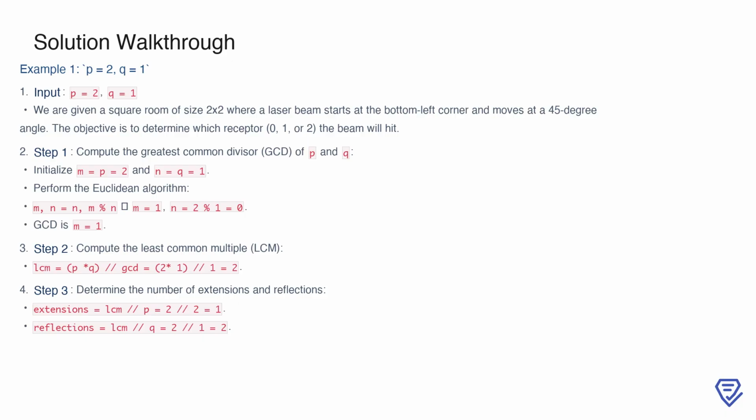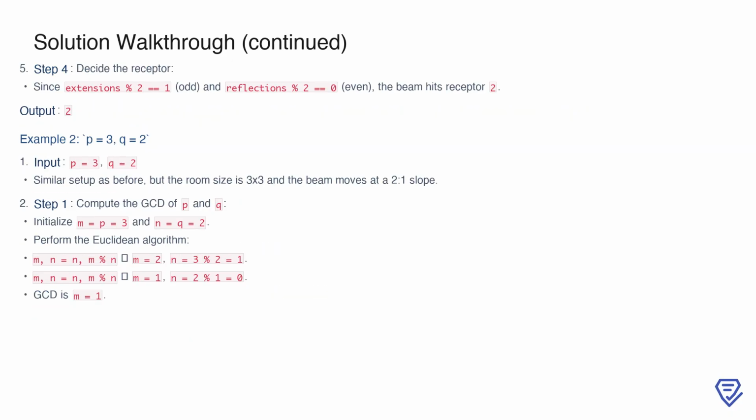Finally, we calculate the number of extensions and reflections. Extensions are determined by dividing the LCM by P, giving 2/2 equals 1. Reflections are determined by dividing the LCM by Q, giving 2/1 equals 2. Now, we use the calculated extensions and reflections to determine which receptor the beam will hit. If the number of extensions is odd and the number of reflections is even, the beam will reach receptor 2. Here, the extensions count is 1, which is odd, and the reflections count is 2, which is even. Thus, the beam hits receptor 2. For this example, the output is receptor 2.